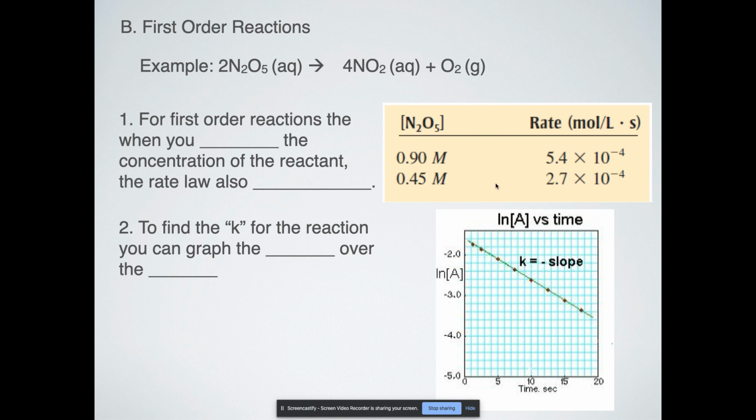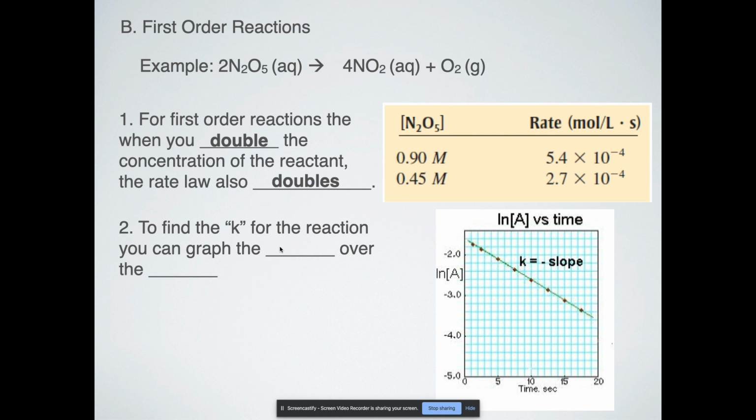And notice that the rate is changing. So if I have 0.45 moles per liter of this, and then I double it, notice what happens to the rate. The rate doubles, right? So 2.7 times 2 is 5.4. And so the rate is doubling. So in a first order reaction, if I double the reactant, that means I'm going to double the rate. So this rate is going to actually change.